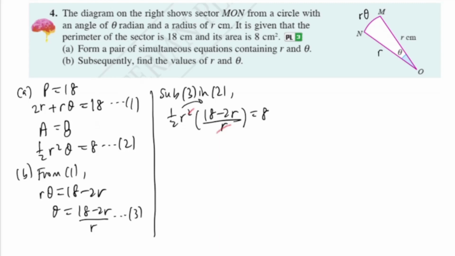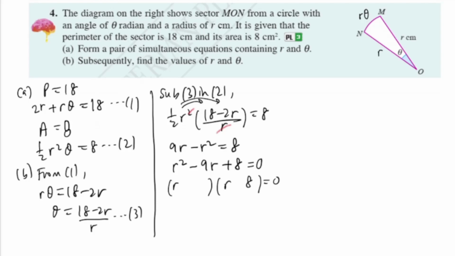Now let's multiply inside by 1. So this will be 9r minus r squared equals 8. So what we have here is a quadratic equation. Then we can rearrange it. I'm bringing everything to the right, so instead of writing 0 on the left, I write 0 on the right. Double bracket, factorize this. This is 8 and 1, minus and minus. Your r is either 1 or 8. You have two possible values.